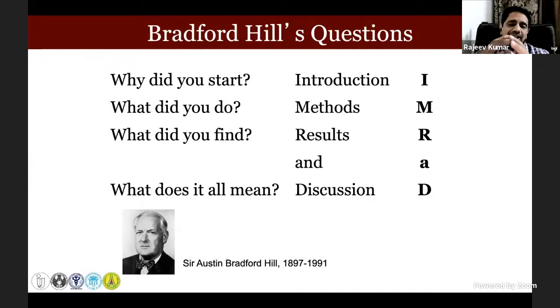Now, remember, when I say that this applies to every format of article, I truly mean that. You would say that I don't have to make these subheadings in a case report. I don't have to make these subheadings in a letter. So how can it apply to a letter? The fact is, it does apply to a letter. Let me give you an example.